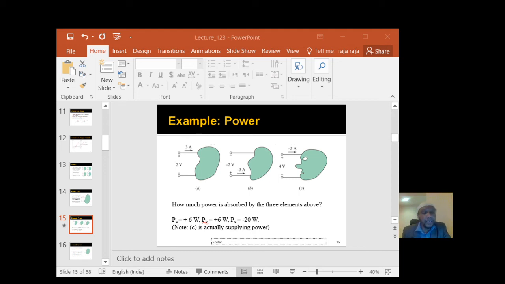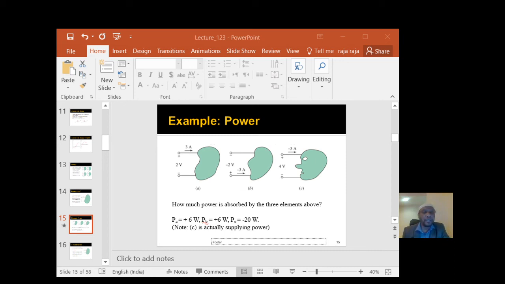The second figure, what is the element here inside this colored diagram? Based on the power, we can tell. Number one, figure B, and we have the voltage is minus 2 volts and the current is minus 3 amperes. So if you multiply minus 2 and minus 3, you get plus 6 watts. So again, the element in the figure is an absorbing element. We can say lamp or motor or air conditioner or fridge or microwave.